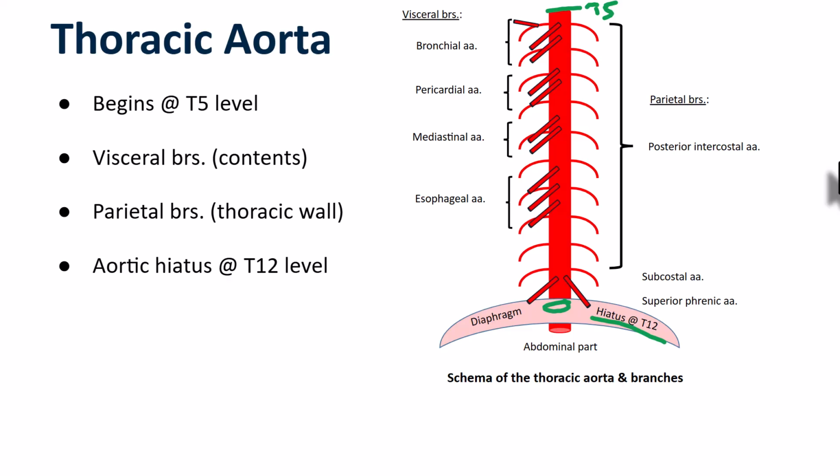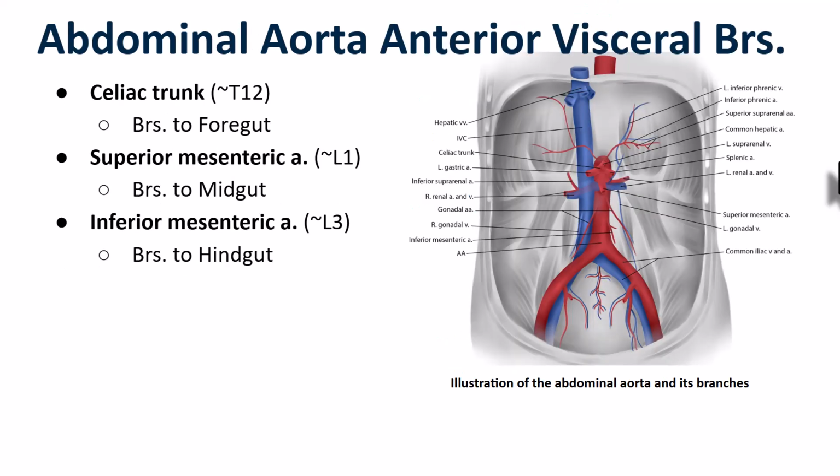The visceral branches are going to supply the bronchi. They're going to supply the pericardium. They're going to supply various elements of the mediastinum, as well as the esophagus. The parietal branches, so keep in mind parietal comes from paries, meaning wall, are going to supply intercostal spaces. So after we traverse the diaphragm, we're then going to enter the abdominal aorta.